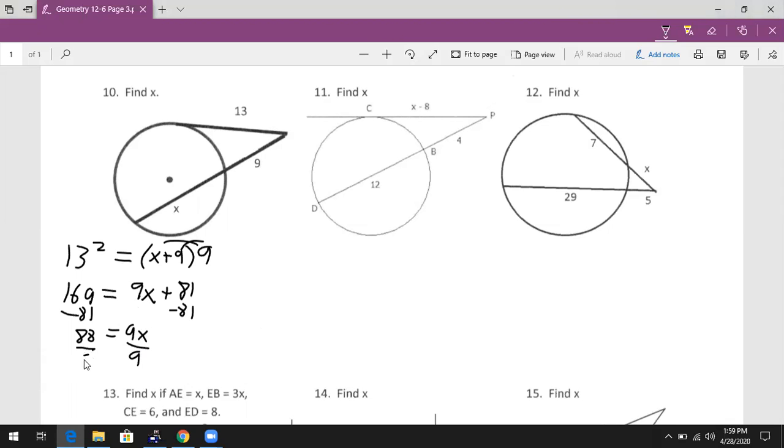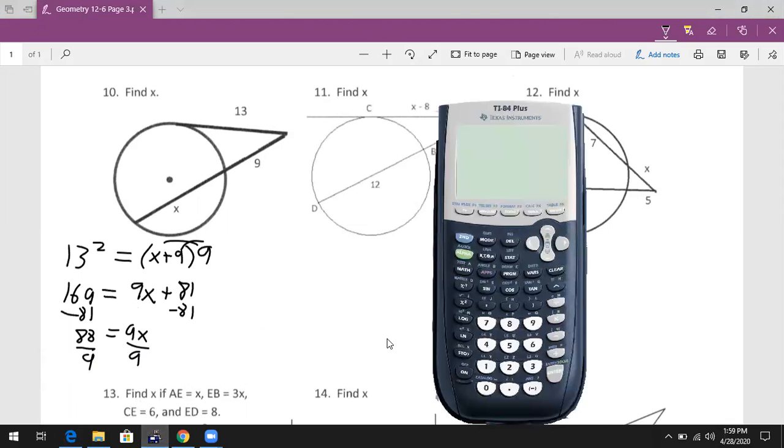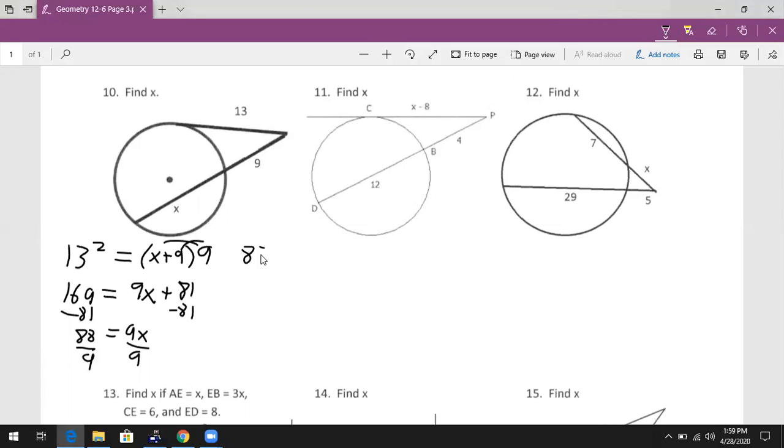Divide by 9. This will not go in evenly, and here's where my rule comes into play again. 88 divided by 9 is as simplified as it gets. I'm going to call it 88 ninths. You could make that a mixed number if you want. I'm not going to require that.